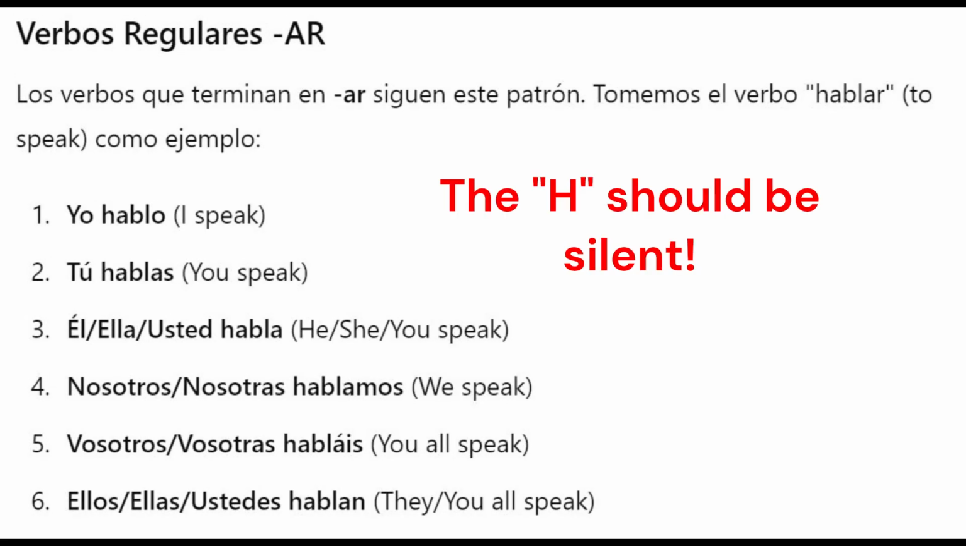Conjugating ar verbs. First, let's look at ar verbs using hablar, to speak, as an example. 1. Yo hablo, I speak. 2. Tú hablas, you speak. 3. Él, ella, usted habla, he, she, you speak. 4. Nosotros, nosotras hablamos, we speak. 5. Vosotros, vosotras habláis, you all speak. 6. Ellos, ellas, ustedes hablan, they, you all speak.